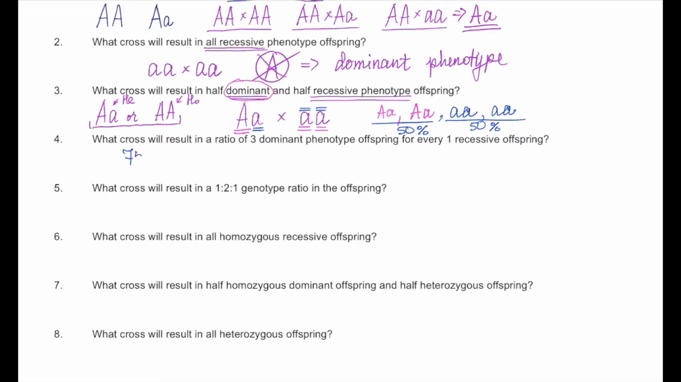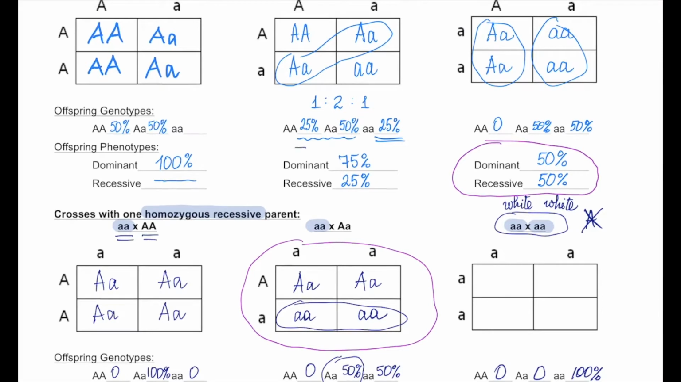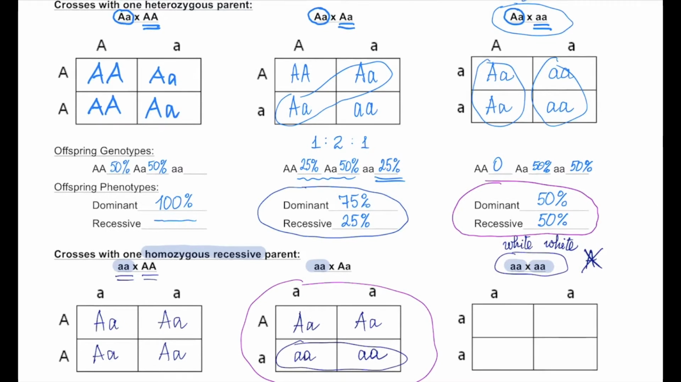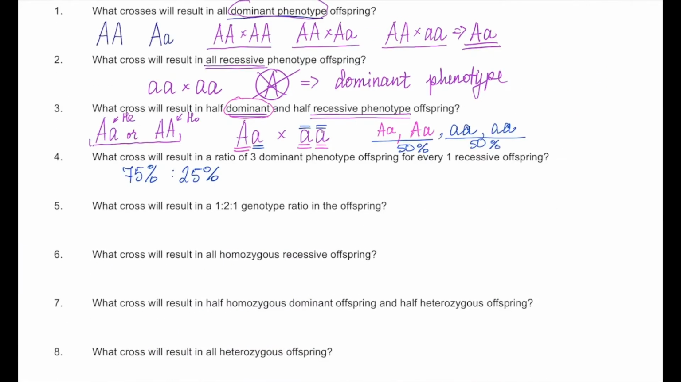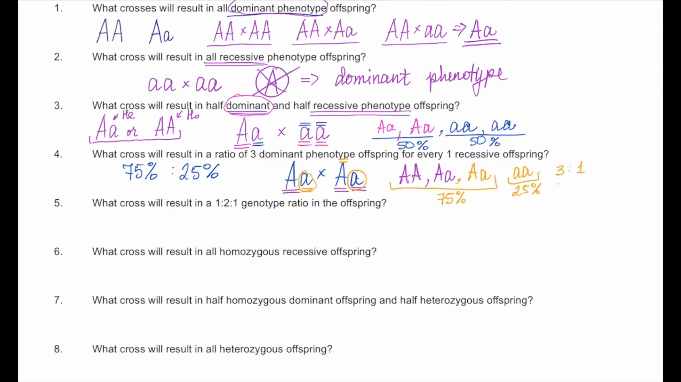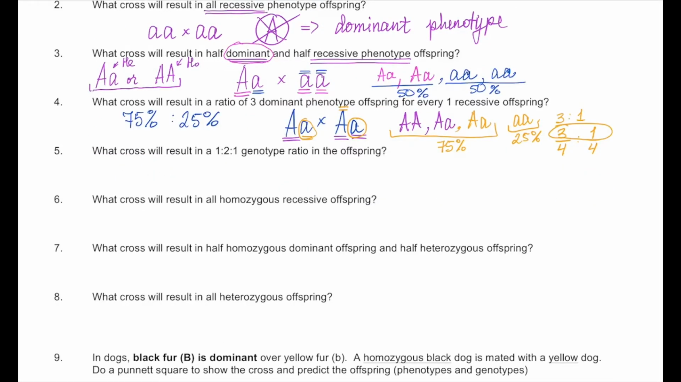What cross will result in a ratio of 3 dominant phenotype to 1 recessive? That means like 75% to 25%. So there you go. None of these. There you go. I see it here. I have dominant being 75% and 25% for recessive. 75% versus 25% if I have both parents heterozygous. So this would be heterozygous on heterozygous. So Aa on Aa. 3-to-1, because what this happens to be is 3/4 to 1/4. So that's what they mean by 3-to-1. 75% to 25%.